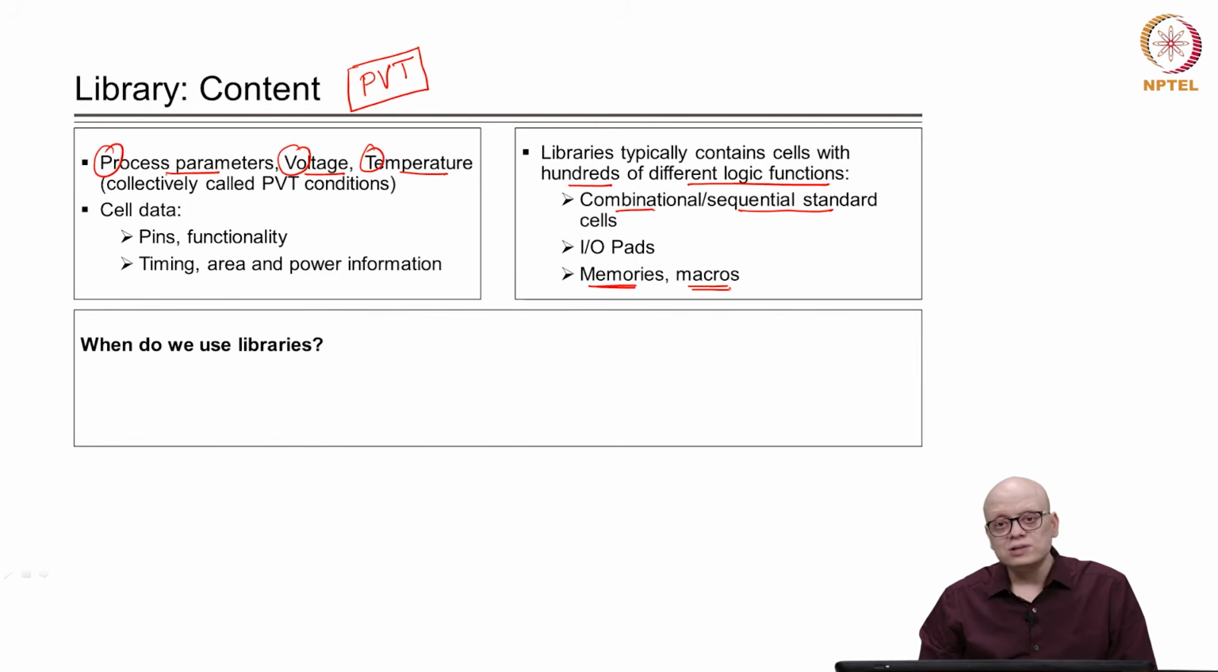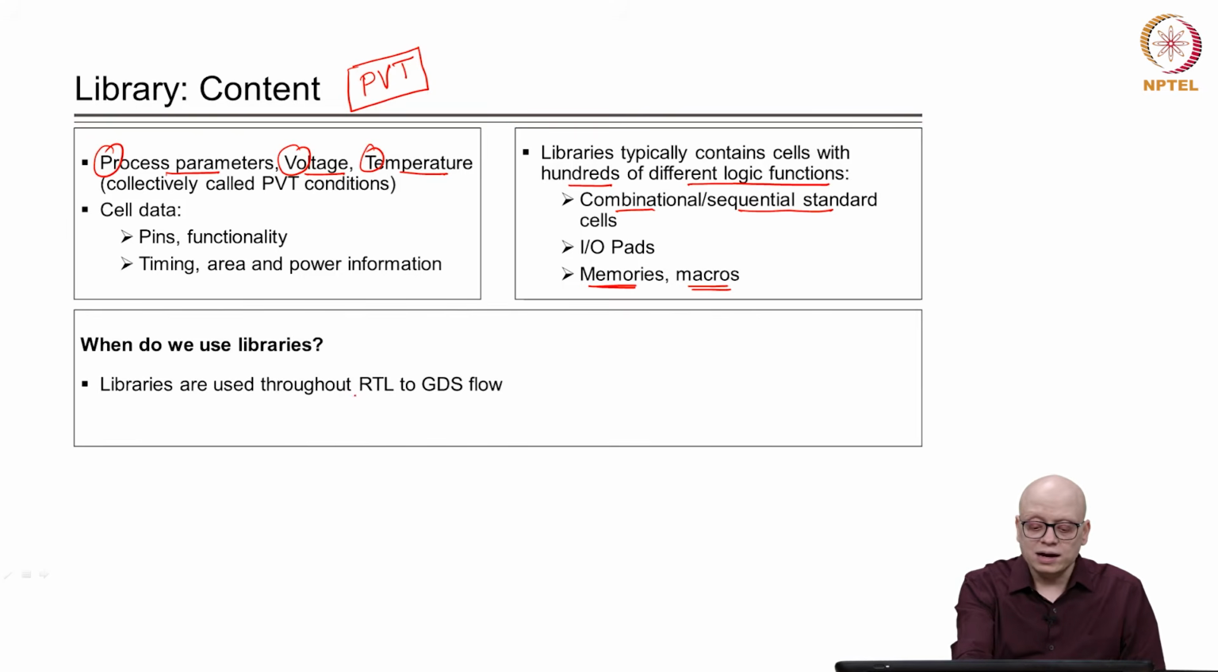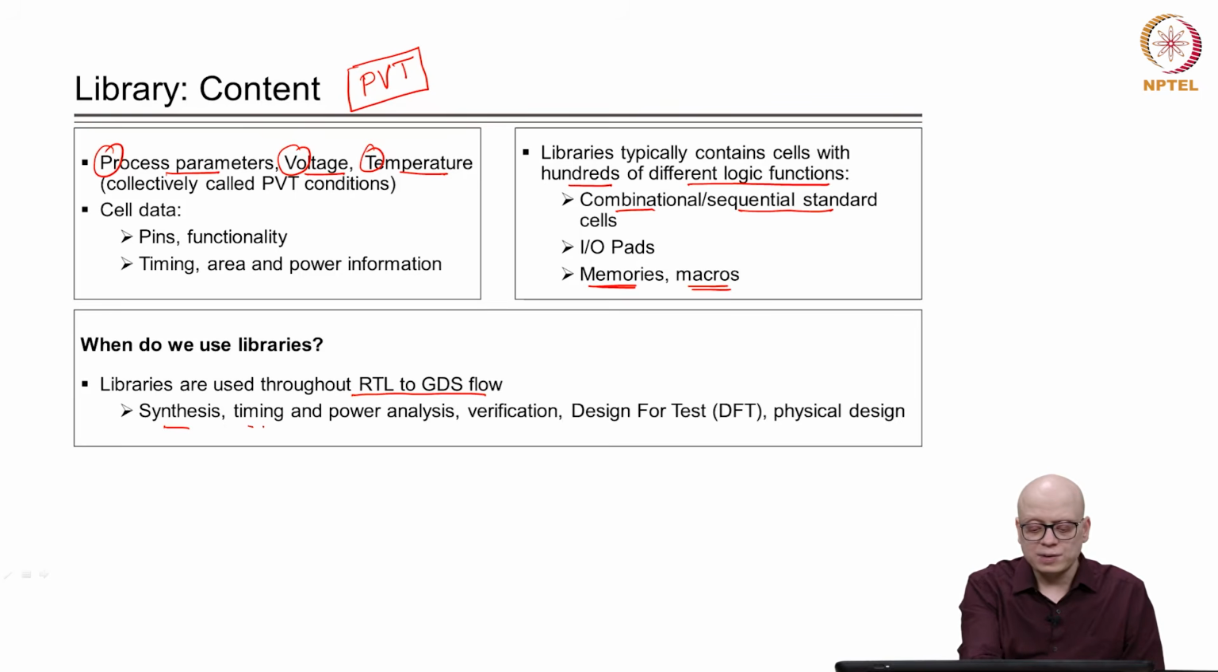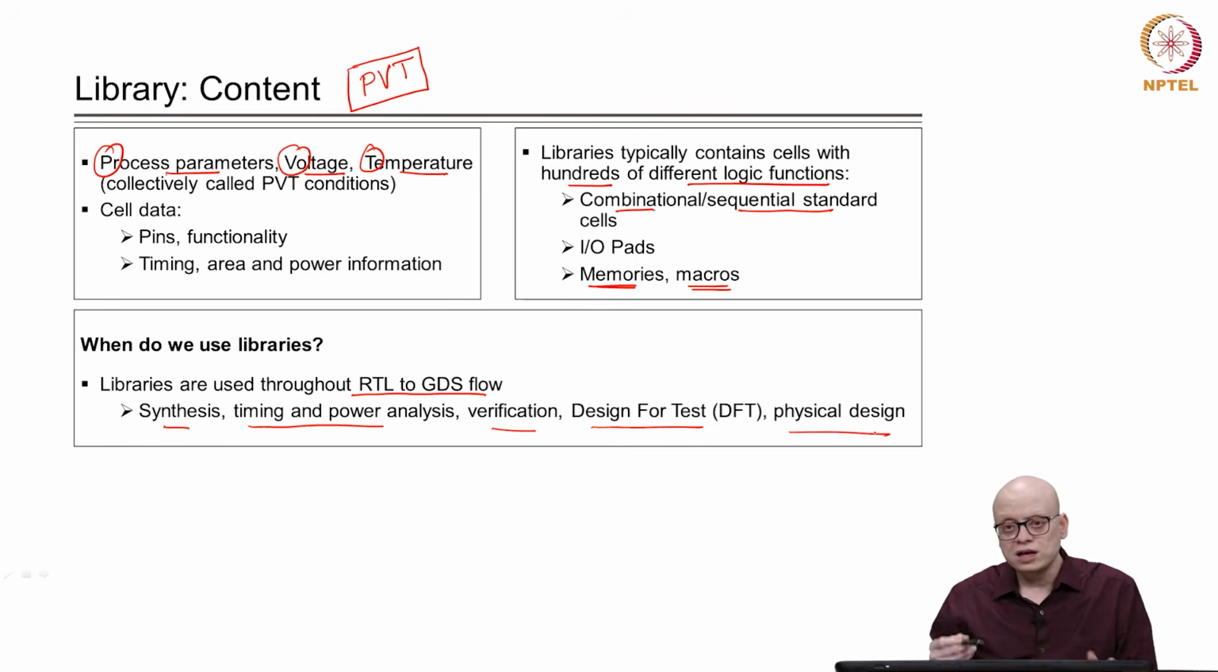Now, when do we use libraries? We use libraries throughout our design flow from RTL to GDS. It is used in synthesis, timing and power analysis, verification, design for test, physical design. So, in the rest of the lectures that we will be discussing, most of them will actually be using some information from the library, and therefore, we have started looking into the library before we move to the other design tasks.